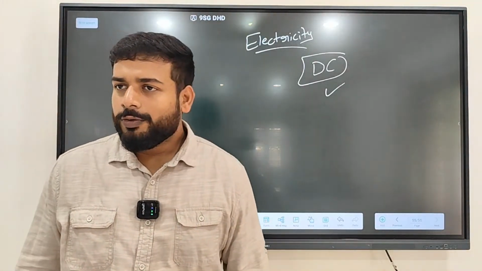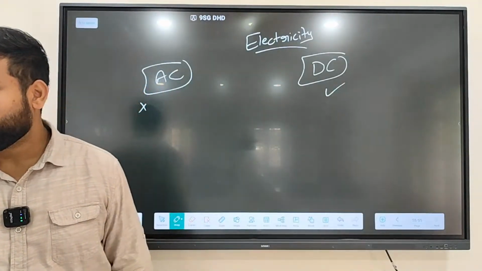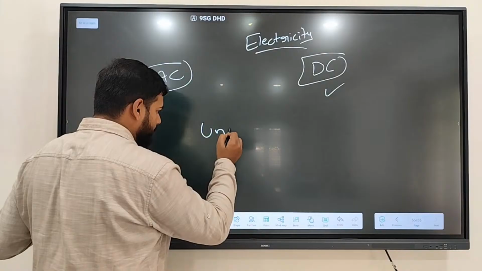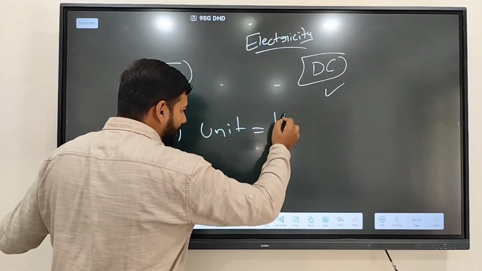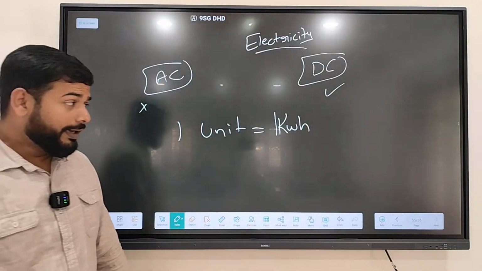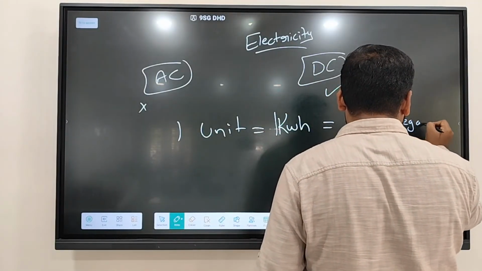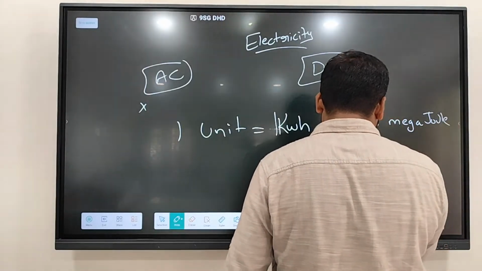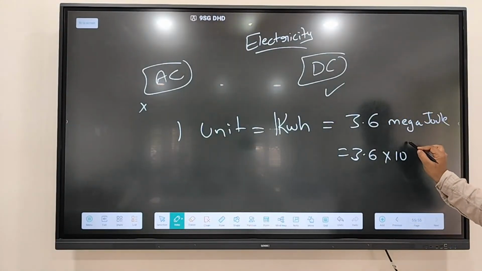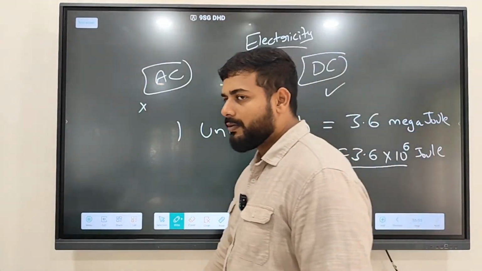The Karnataka government is giving 200 units of electricity free based on the previous year's average, right? 1 unit means how much? 1 unit of electricity means 1 kilowatt hour. 1 kilowatt hour means 3.6 megajoule. 3.6 into mega means how much? 10 power 6 joule. 3.6 into 10 power 6 joule, megajoule.